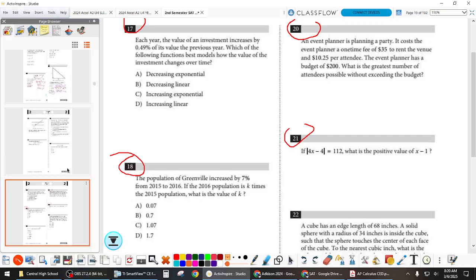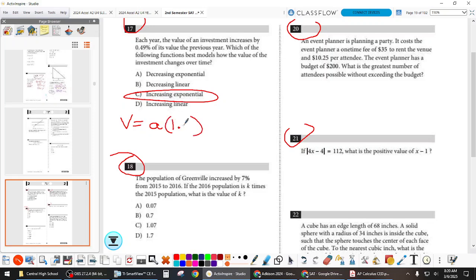All right, so each year the value of an investment increases by 0.49% of the previous value. So what kind of relationship is that? That's C, increasing exponential. So whatever our initial investment is, let's call it A, and let's call the function B.